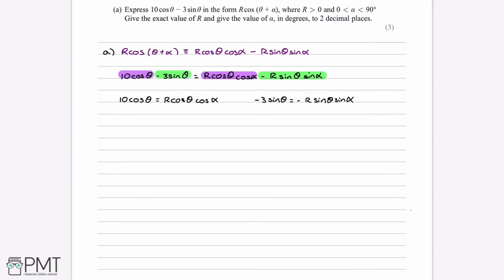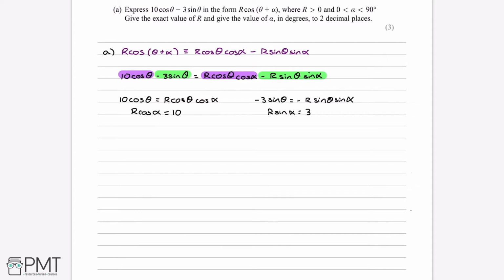So if we go back to cos now, if we divide both sides by cos theta, because obviously that's on both sides, we get that r cos alpha is equal to 10. And if we do the exact same thing for sine theta, but this time divide through by minus sine theta, just because we have a minus on both sides and it's easier to cancel it out, we now get that r sine alpha is equal to 3.